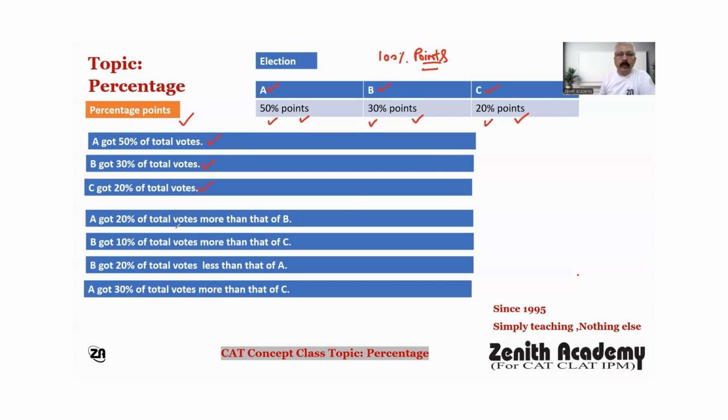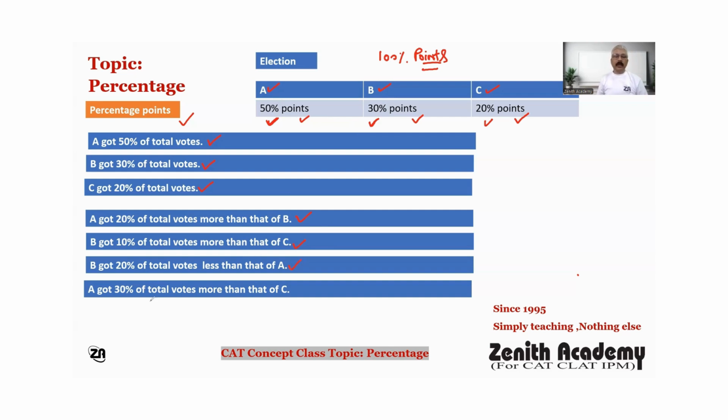A got 20% of the total votes more than that of B, right? A 50 percentage points, B 30 percentage points, so 20 percentage points more than B means A got 20% of the total votes more than B. Similarly, B got 10% of the total votes more than that of C. B got 20% of the total votes less than that of A, right? B got 30 percentage points, A got 50 percentage points, so B got 20 percentage points less than A. So this 20 percentage points less than A means 20% of the total votes less than A.